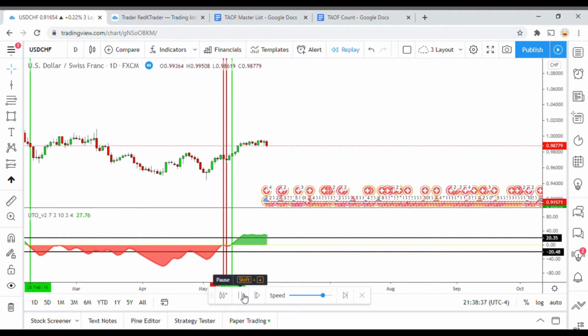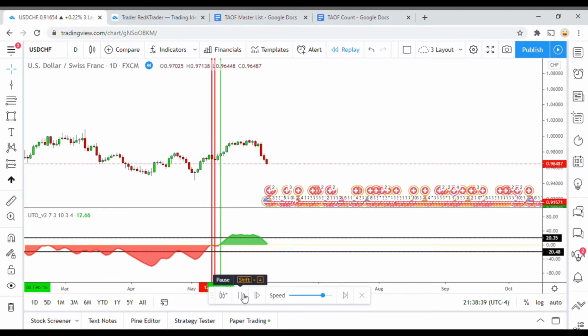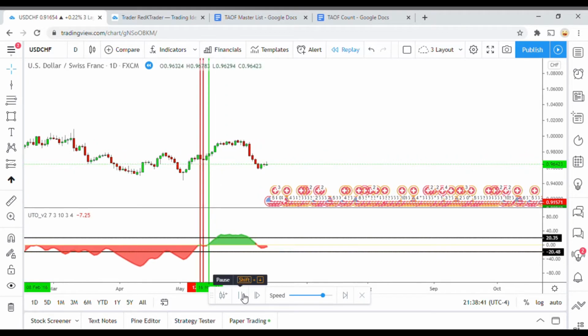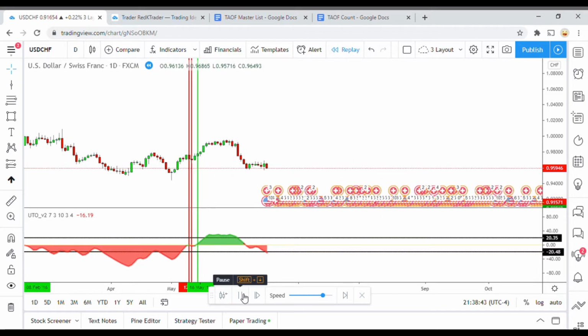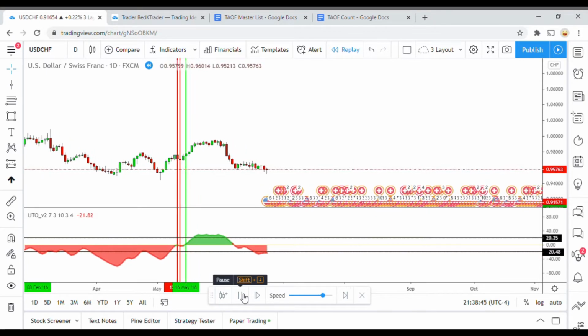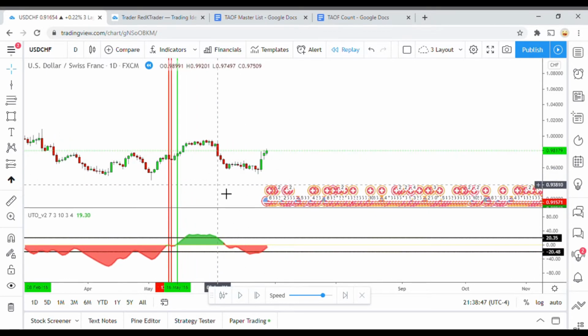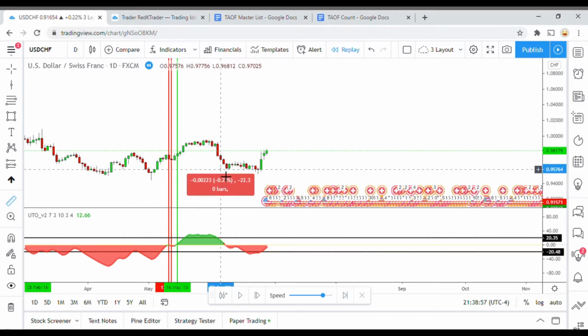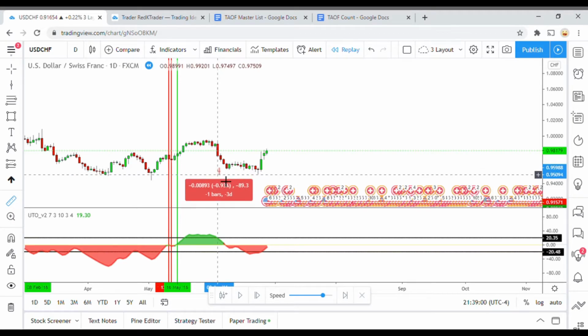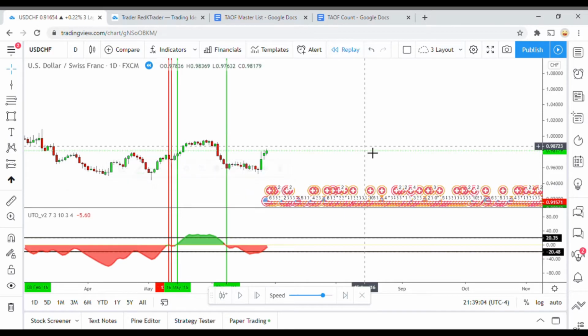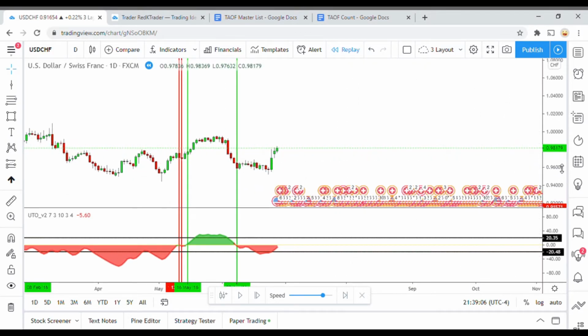All right, another signal there to the upside and another winning trade. Short signal there. Not sure if it got us to take profit. See that one there. Doesn't look like it. Yeah, it did. Pretty close, but it did.